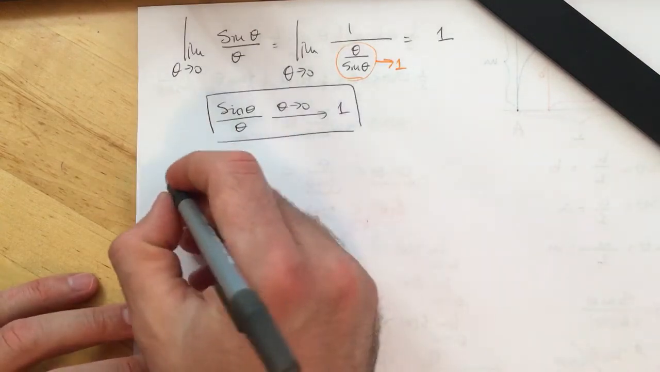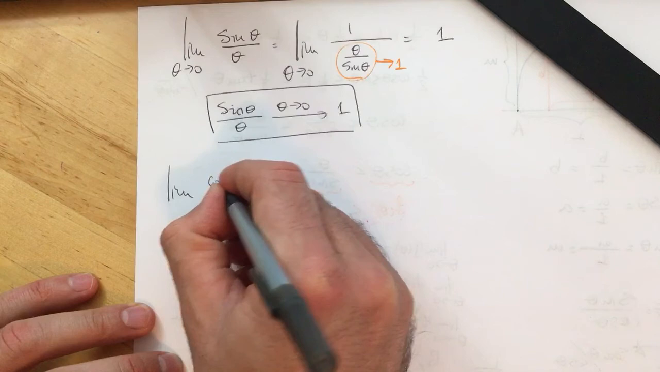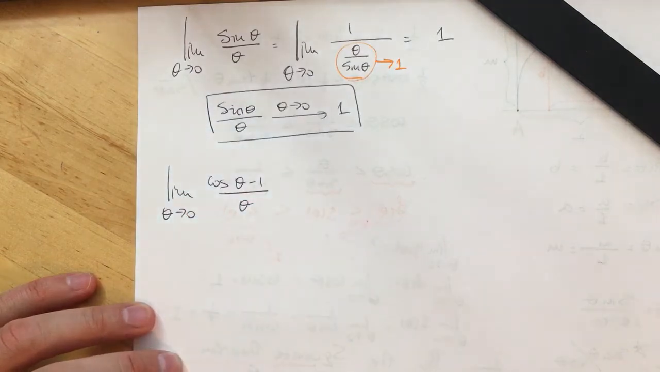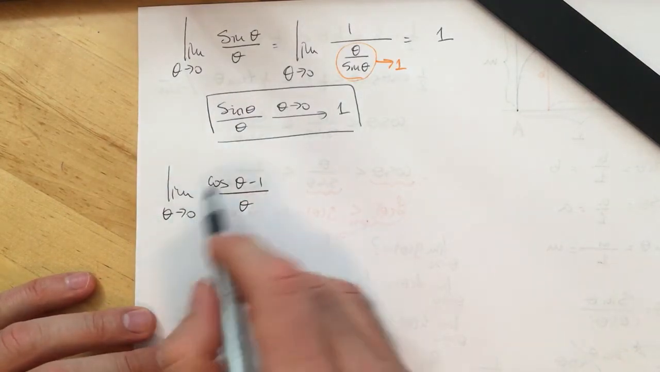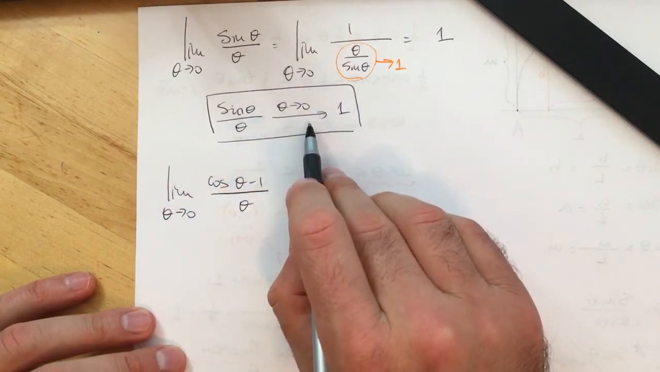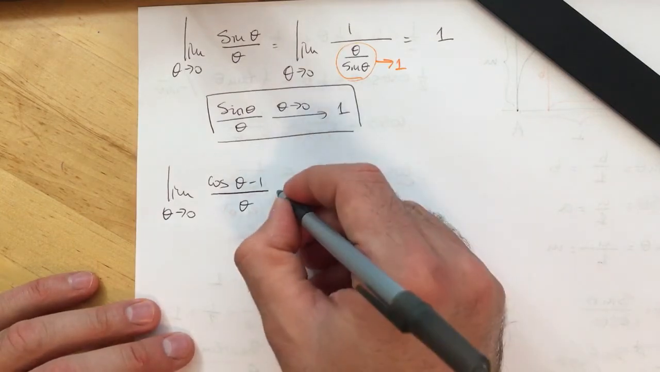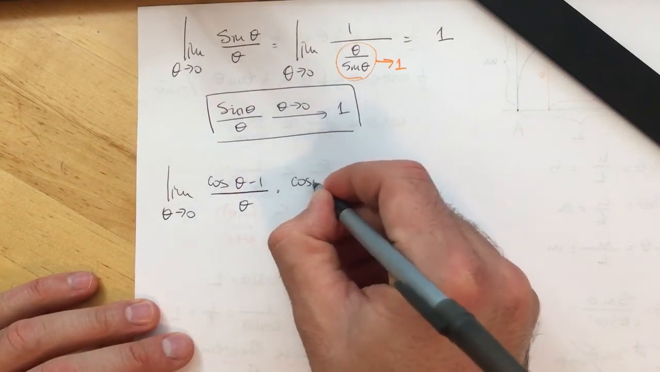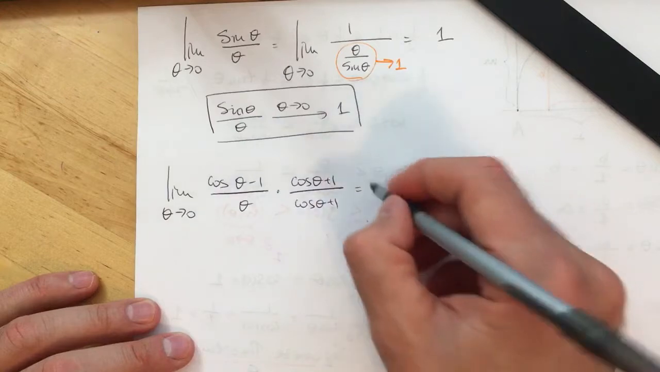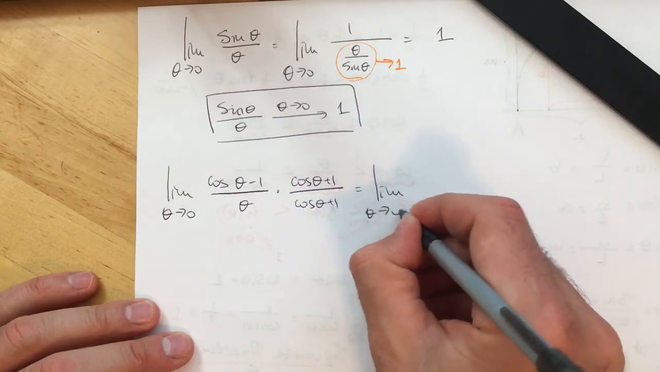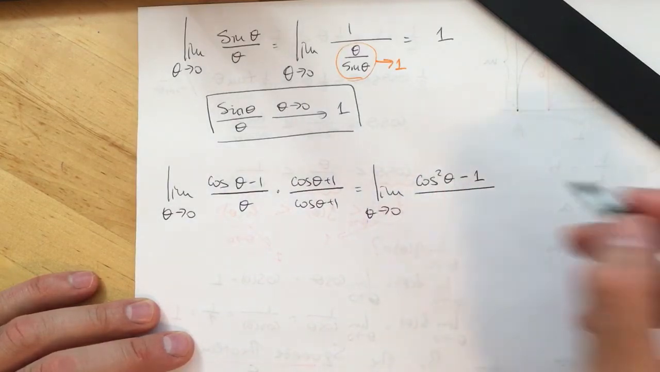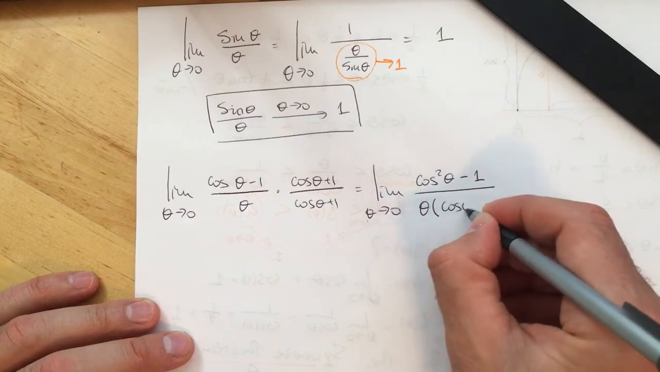From here, you can easily prove that the limit of cosine of theta minus 1 over theta as theta goes to 0 is equal to 0. How to do that? Use direct substitution. Cosine of 0 is 1. 1 minus 1 is 0 over 0. So I'm going to multiply the numerator and denominator by cosine of theta plus 1. Where am I going with this? Well, by difference of squares, the numerator becomes cosine squared theta minus 1 squared, divided by theta times cosine of theta plus 1.